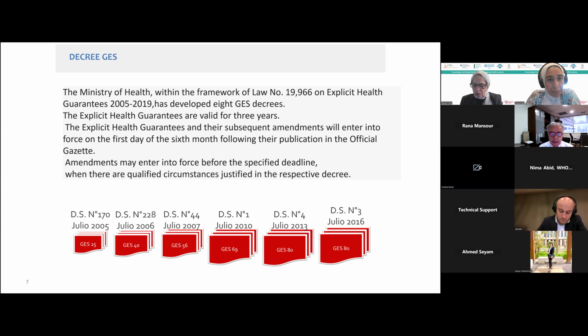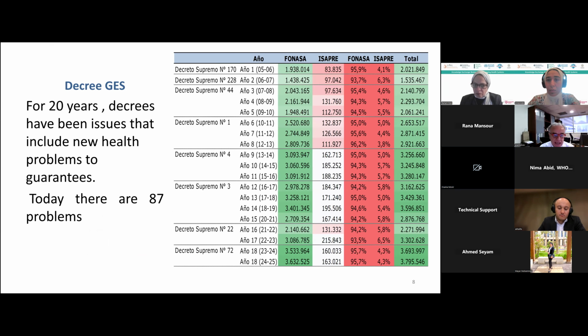So the Ministry of Health established the framework for the law of 2006, the explicit health guarantees. By different decrees in different years, starting with 25 guarantees, until today we have 85 guarantees. We establish a new guarantee every 3 years. In summary, today, as you said before, we have 87 health problems included in the package of guarantees. And until today, we have provided service to 3.6 million people in the public insurance, and we have provided attention to 163 patients for the ISAPRES. ISAPRES means the private insurance.